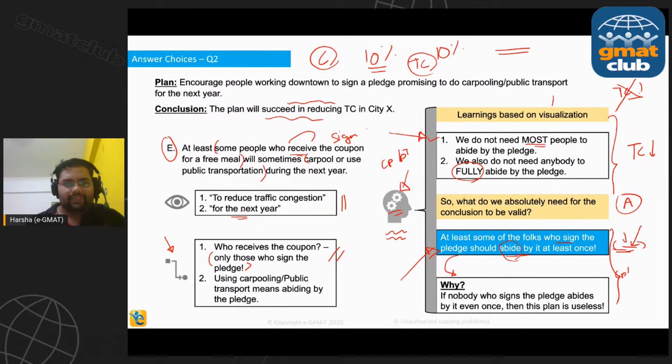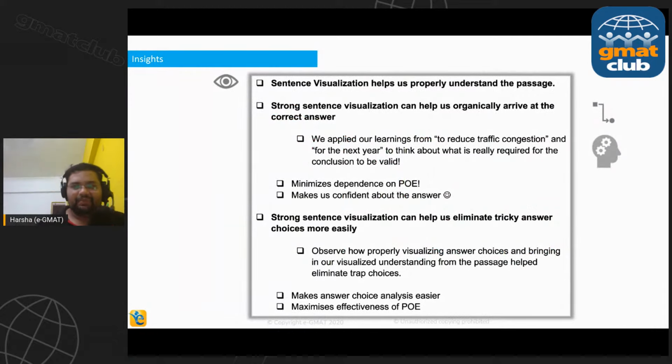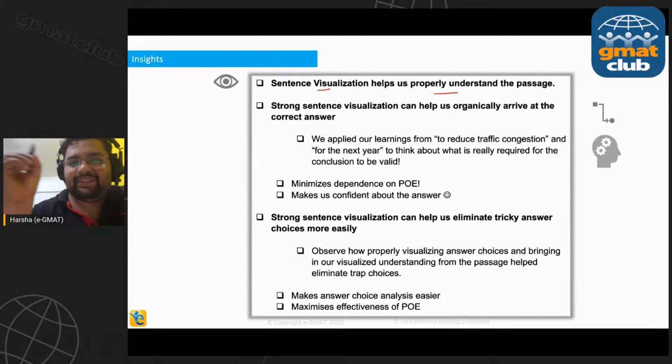All right. So there is this other core skill that you see here, inference, the ability to draw inferences. You also see the ability to analyze argument logic. So just to summarize, you have seen through these two questions how sentence realization helps you understand the passage. You're seeing how it can help you organically arrive at the correct answer. Not in every single case, but in a lot of cases. It minimizes your dependence on process of elimination. It really makes you more confident about the answer.